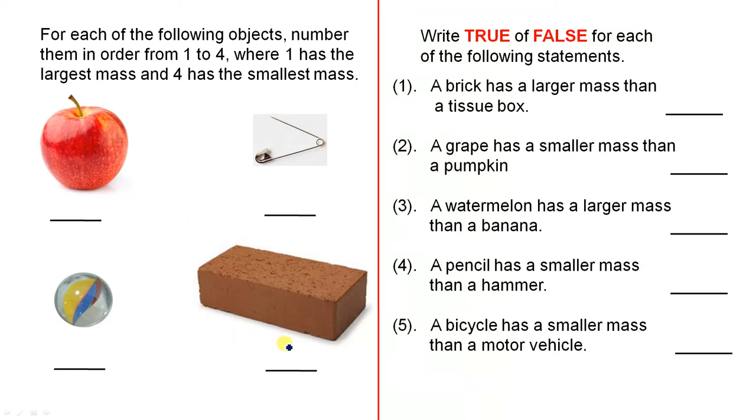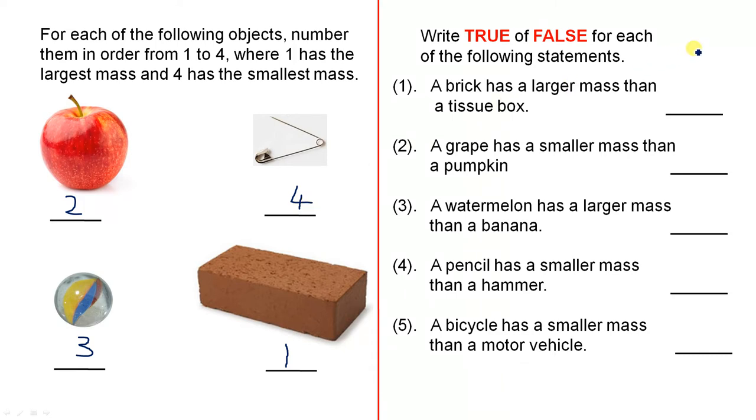So I think we know for a fact that this brick will have the largest mass. If you lift that up, it's quite heavy. The next one, if you lift it up, I think would be the apple. I'm sure you'd agree with that. So that's second in line. Now the third largest, if you pick up that marble, I think that'd be the next largest in mass. And this one has the smallest mass. Okay, so they're in order from 1 to 4.